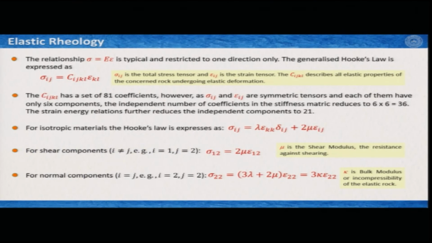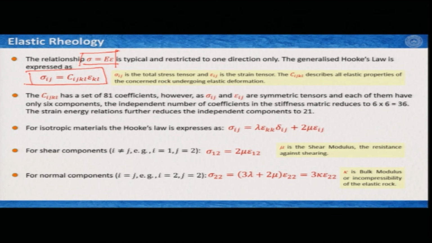Now, the generalized Hooke's law is something a little expanded from what we have learned. This is E equal to Young's modulus multiplied by strain, but this equation is typical, and you can see that it does not include any direction that we talked about, it does not include the anisotropic components. So, therefore, the generalized Hooke's law is written in this tensorial form.